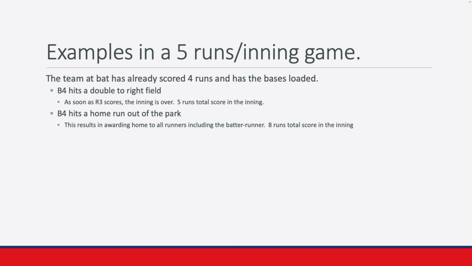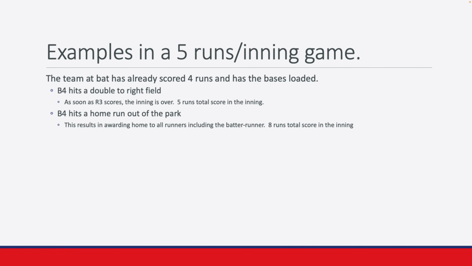Here's some examples in a game where we're playing a 5-run limit per inning. The team at bat has already scored 4 runs and has the bases loaded. In situation 1, B4 hits a double to right field. As soon as R3 scores, the inning is over. 5 runs total scoring the inning.